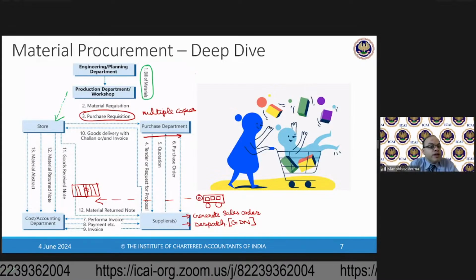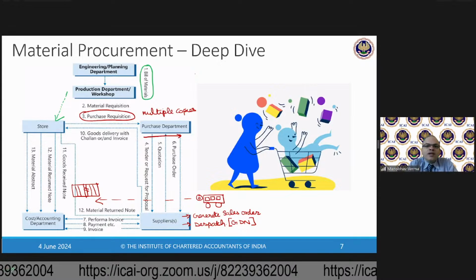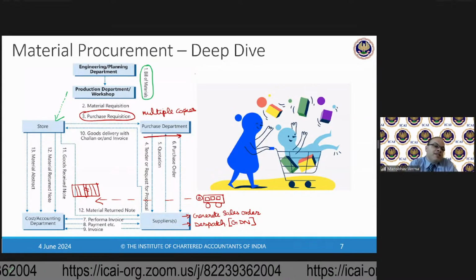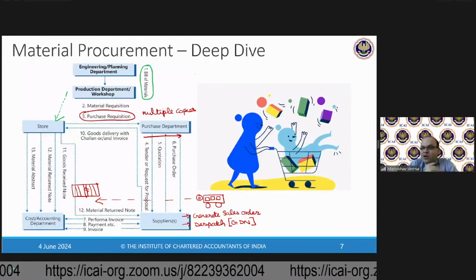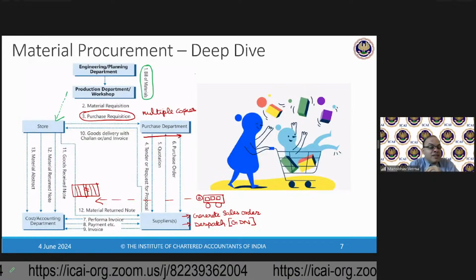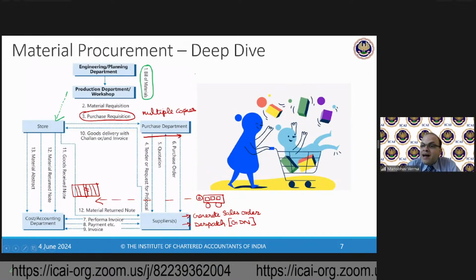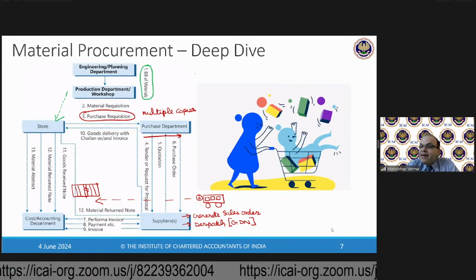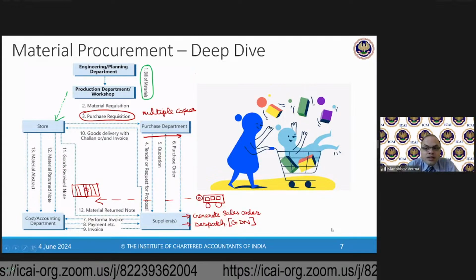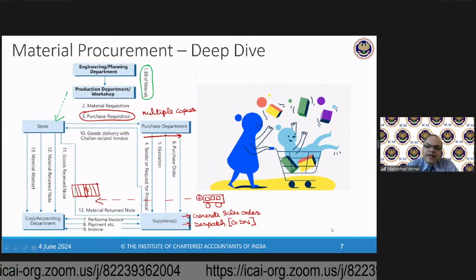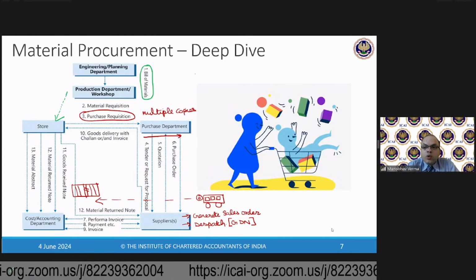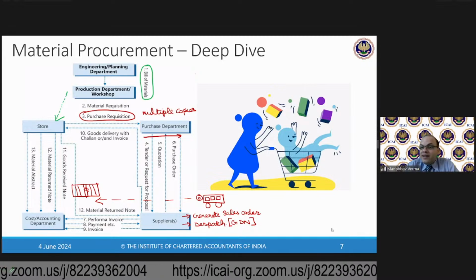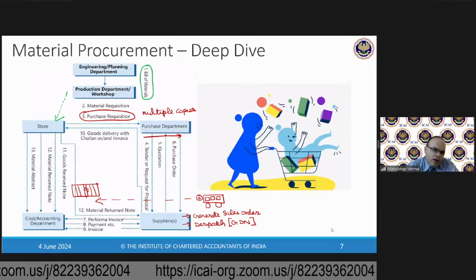And as soon as you receive those goods, you prepare something called a goods received note. In organizations where they use an ERP system like SAP, they enter the goods into the system, they acknowledge the receipt, and the system generates a note called a goods received note, guys. We call it a GRN.